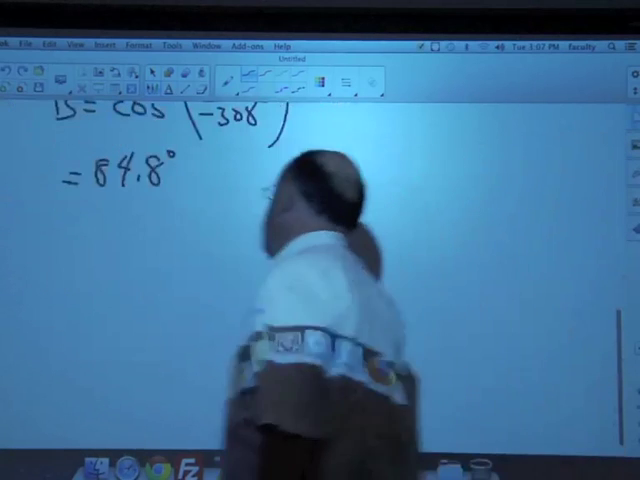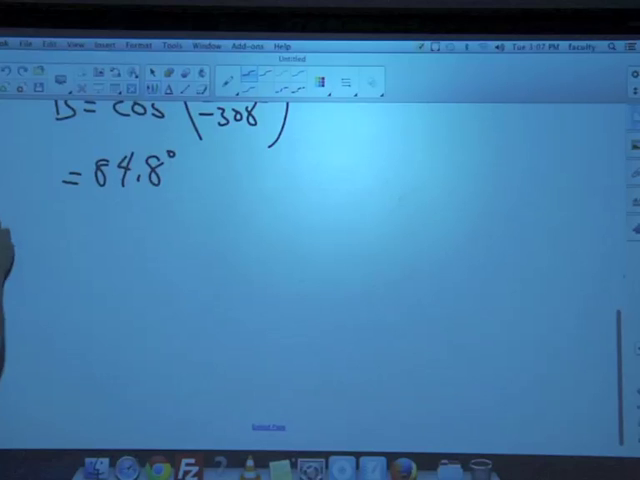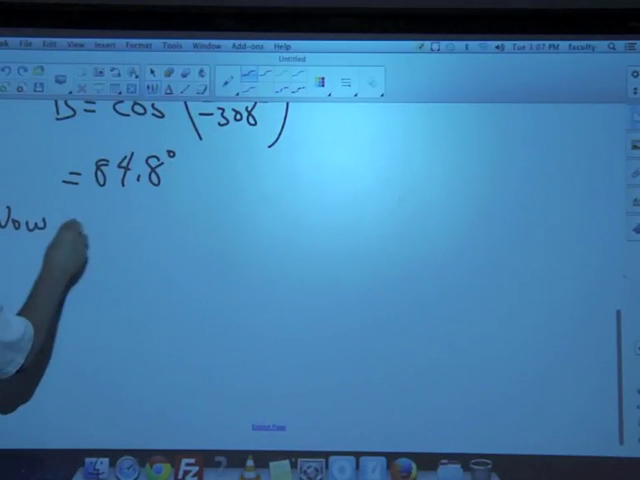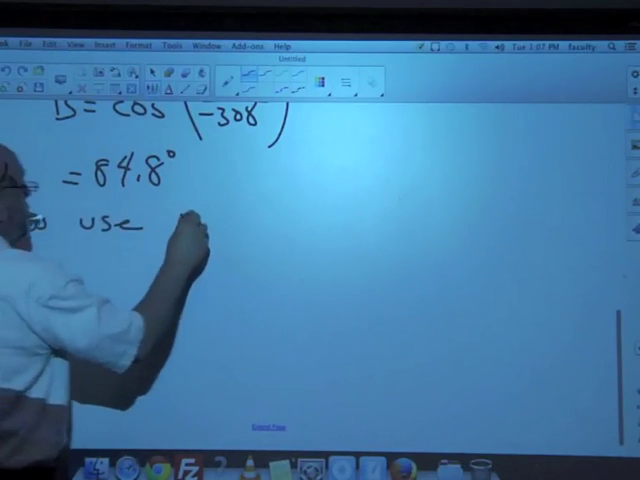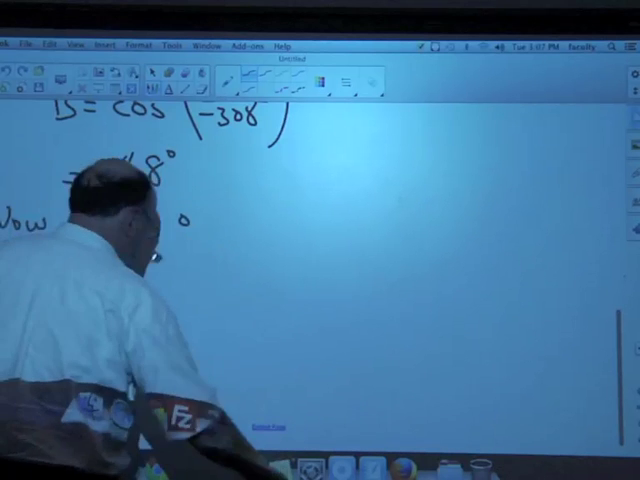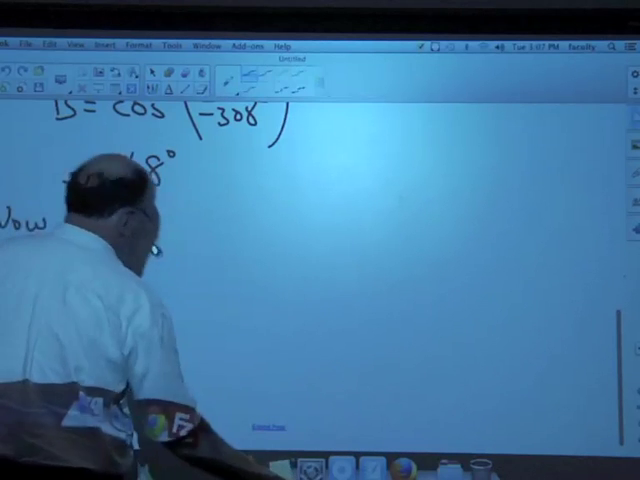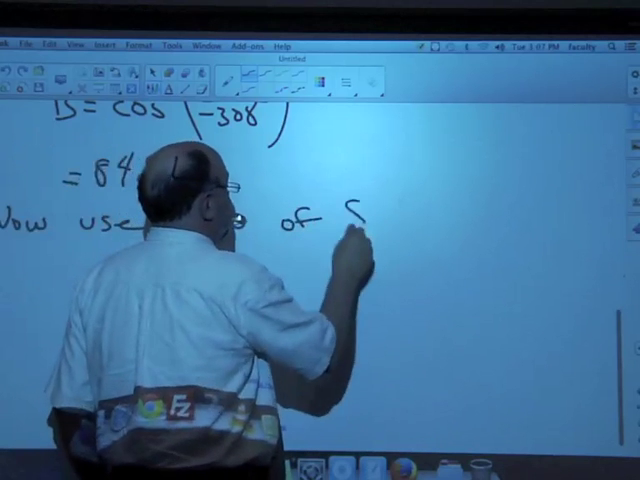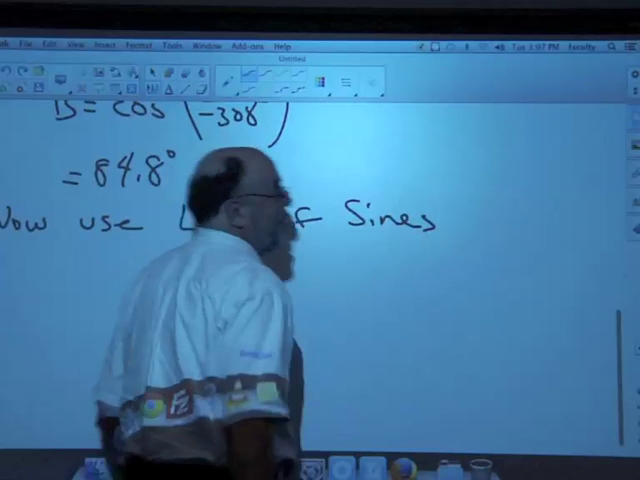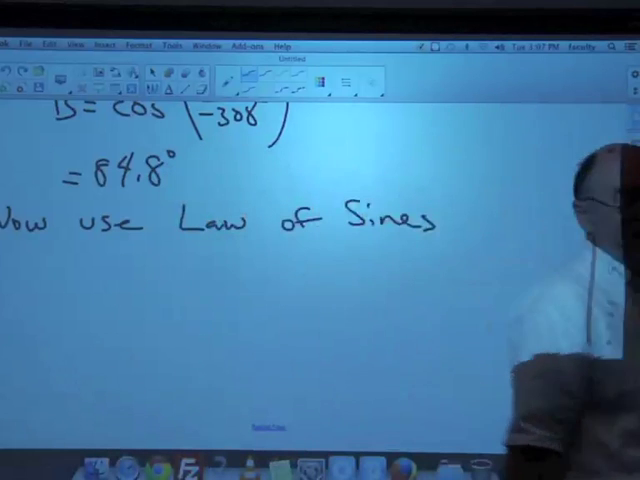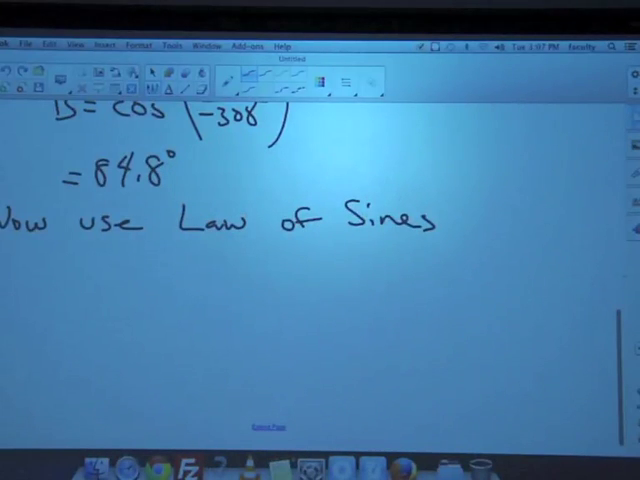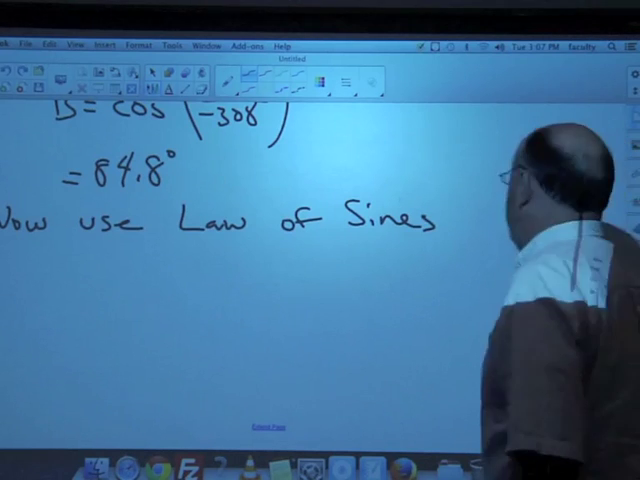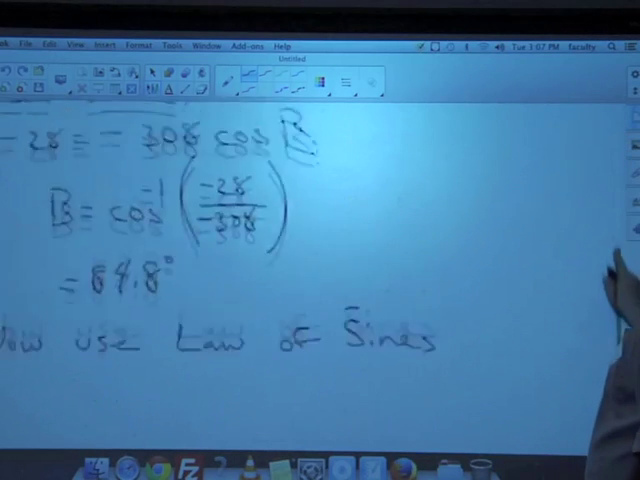So now, once we got this, use law of sines. You could use law of cosines, it would just be stupid. You could, but law of cosines is much more work. Yeah, you could. Check your work.